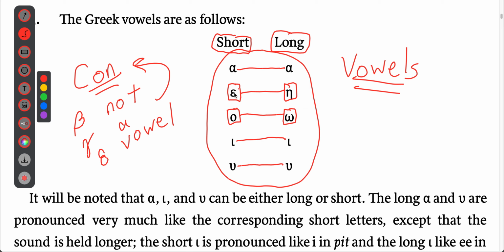So if it's epsilon, it's always going to be short. If it's eta, it's always going to be long. If it's omicron, it's always going to be short. If it's omega, it's always going to be a long vowel.